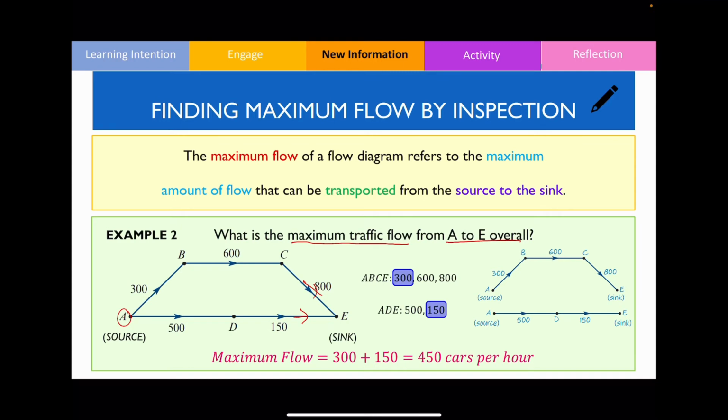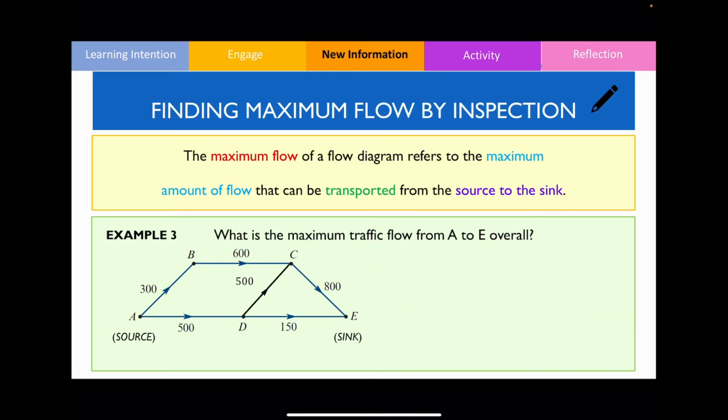Let's now look at a slightly more complex example. So in this example over here, there's another road that goes from D to C, and that has a capacity of 500. In this case, again, we're trying to find out what is the maximum traffic flow from A to E overall. So again, what I'm going to do is essentially draw different routes in which I can go from A to E.